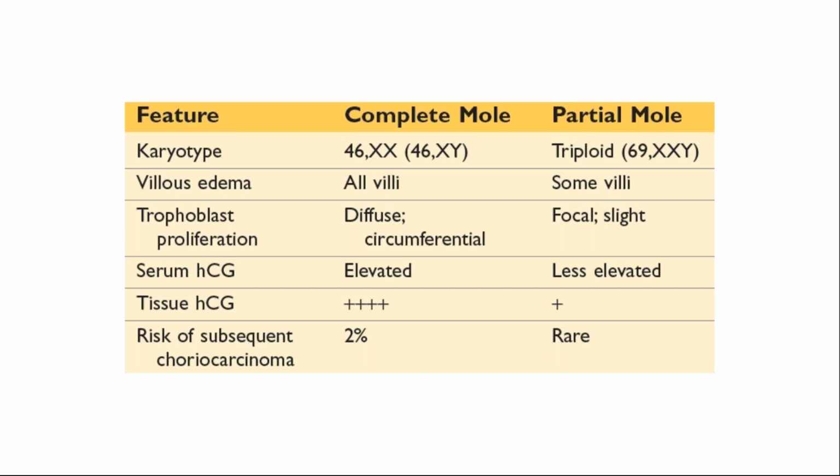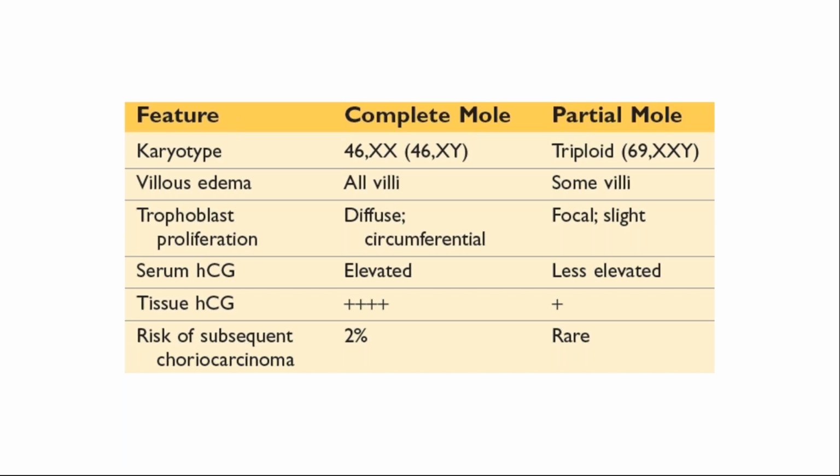Coming to trophoblastic proliferation, in a complete mole it is diffuse and circumferential, but in a partial mole it is focal and slight. The serum HCG levels are very high in complete mole when compared to partial mole. But in overall molar pregnancy, the serum HCG levels are markedly raised when compared to a normal pregnancy. The risk of subsequent choriocarcinoma in a complete mole is 2%. In a partial mole, it is really rare.